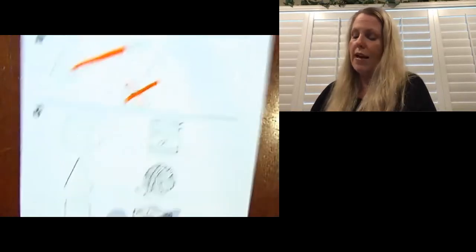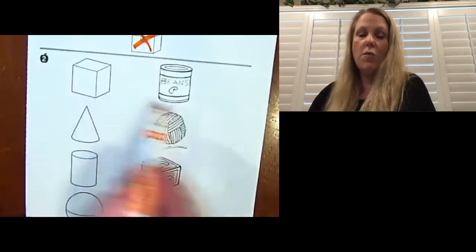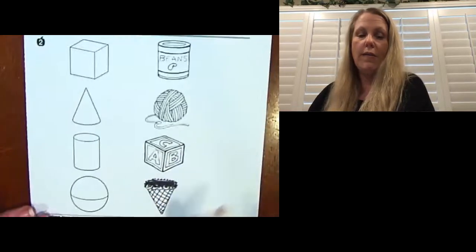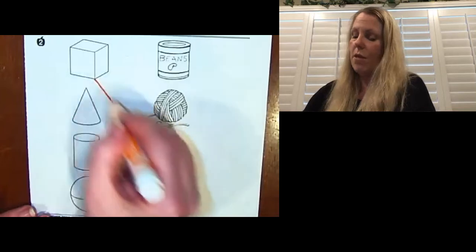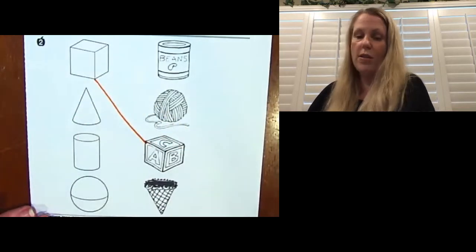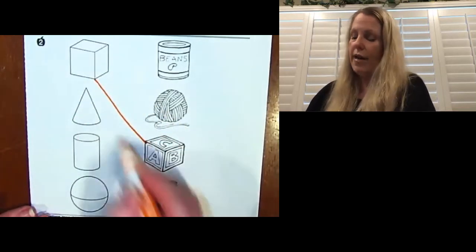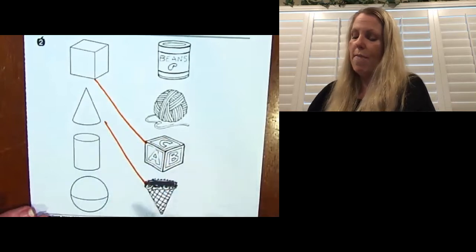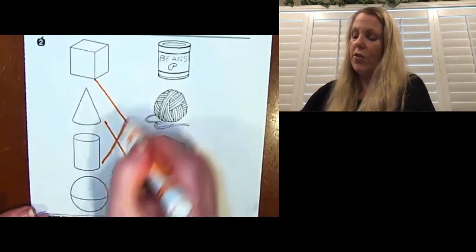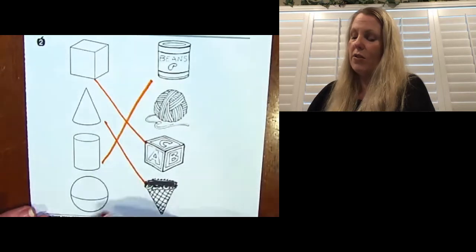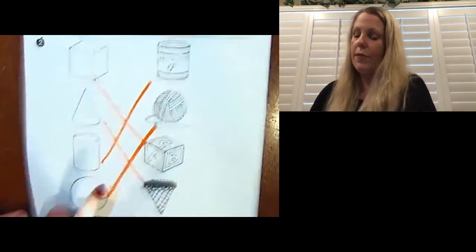So now let's look at the cube. What matches the cube? You look and see. What do you think? You're right, the blocks. What about the cone? What matches the cone? You're right, ice cream cone. What matches the cylinder? You're right, the beans. And what matches the yarn? You're right, the sphere.